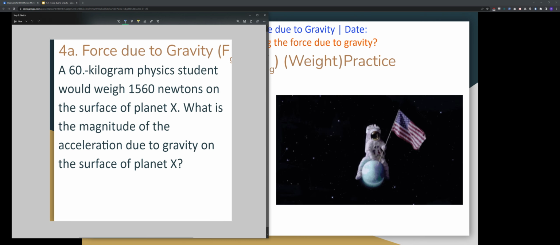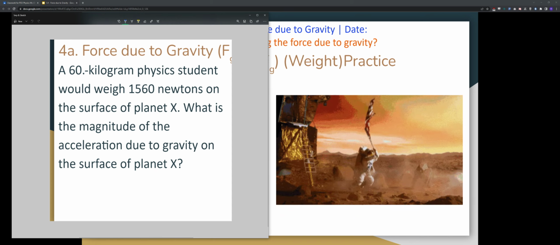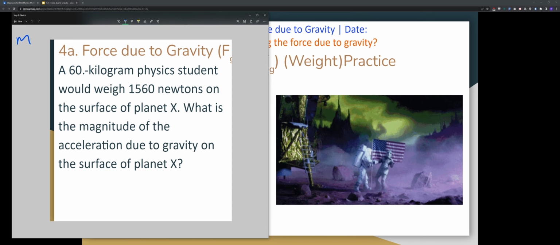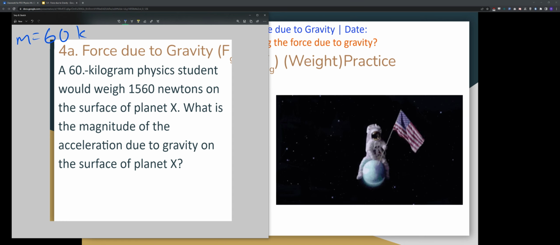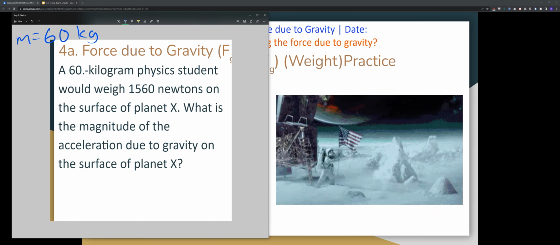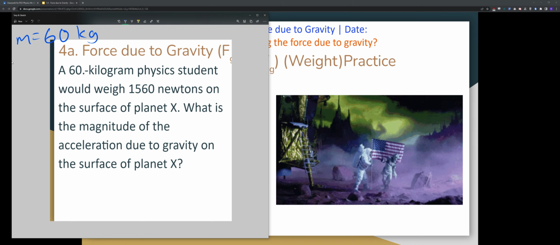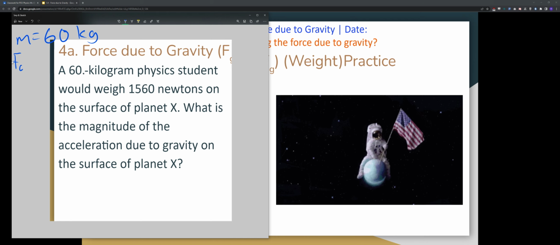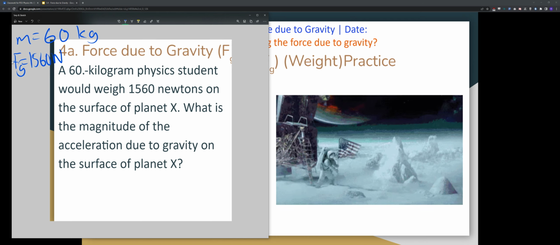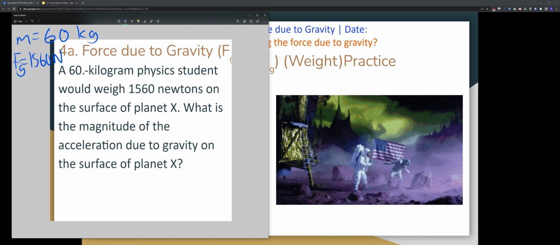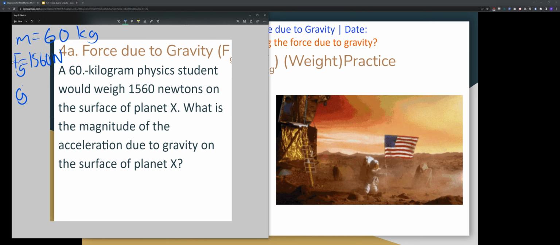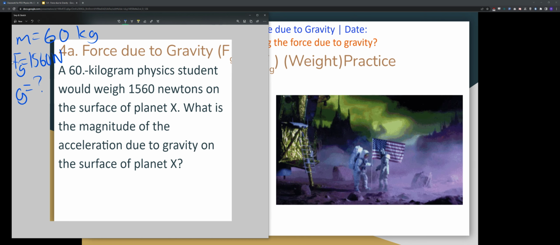So we have a 60 kilogram physics student. Let's say our mass is 60 kilograms, and the 60 kilogram physics student would weigh 1,560 newtons on the surface of planet X. And the question says, what is the magnitude of your acceleration due to gravity, which is G, on the surface of planet X?